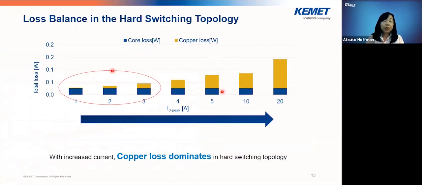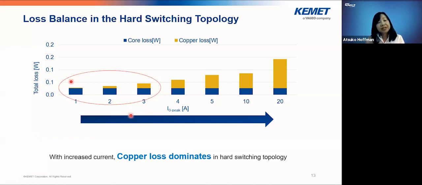Now, we talked about power loss a little bit. And here, we have a little bit more detailed explanation on the total loss versus output current profile. As you can see, in the lower current region, like 1 amp, 2 amps, and then 3 amps, the core loss, the blue portion, the blue one right here, is the dominant factor of the power loss.